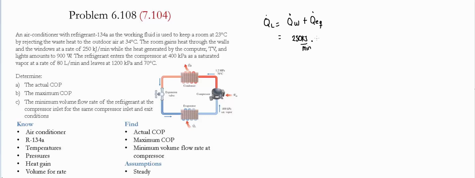Once again, we transform this using 1 minute equals 60 seconds. And we also add the heat generated by the equipment, the computer, the TV, and the lights, which is equal to 900 watts. Make sure that we keep the same unit. Since the other value is in kilojoules, this is going to be 0.9 kilowatts, just to be consistent. If we add these two values in the proper units, it will give us 5.067 kilowatts.